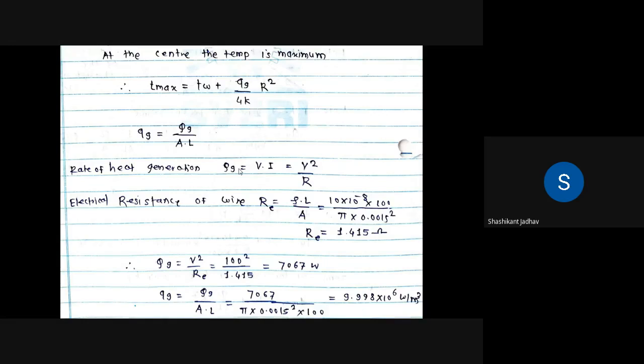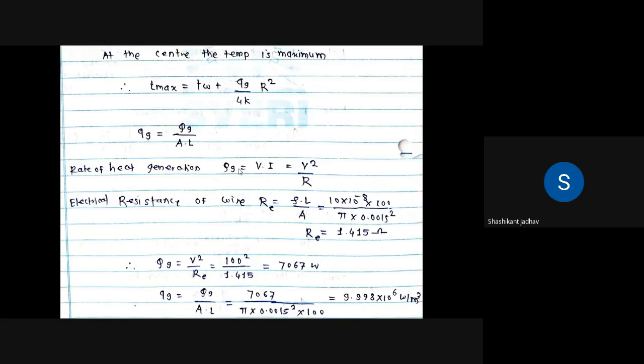And resistivity is given as 10 into 10 raised to minus 8. Length of the wire is given, 100 meter, and area is nothing but pi r square. The cross section area of that particular wire is pi r square. So pi into, the radius is 0.0015, so pi into r square. From that we get the value of resistance. Okay. So R is equal to 1.415 ohm. This is the value of resistance.